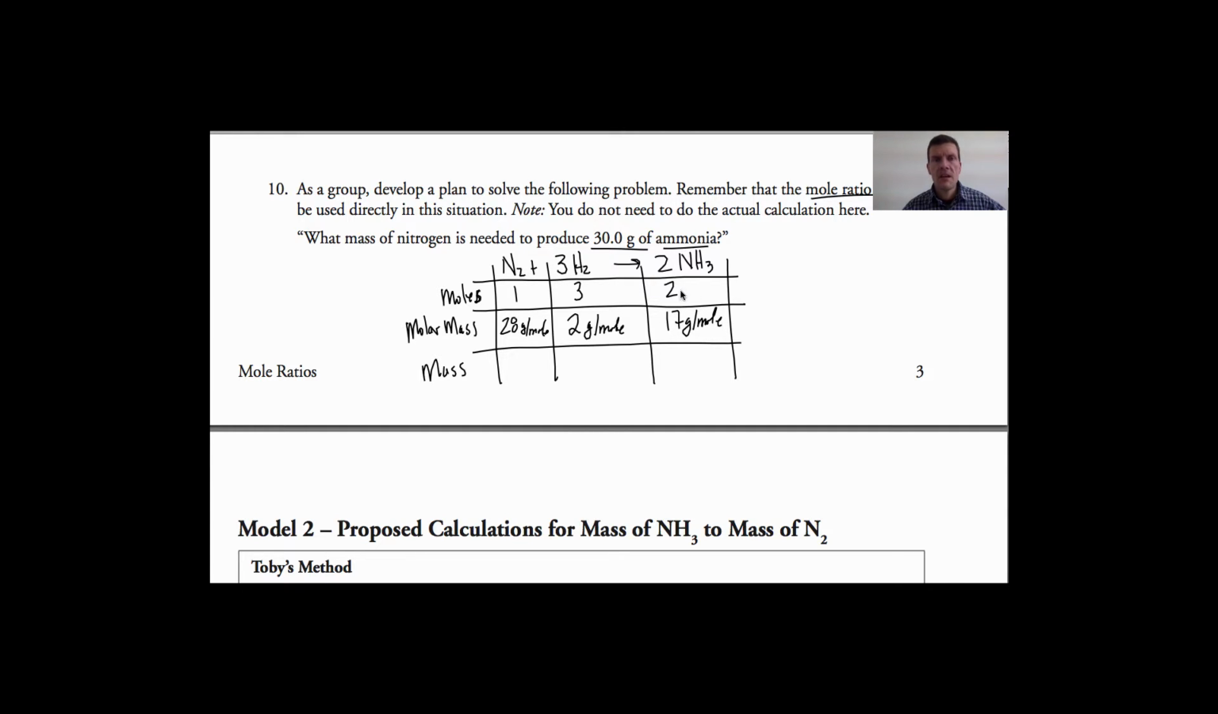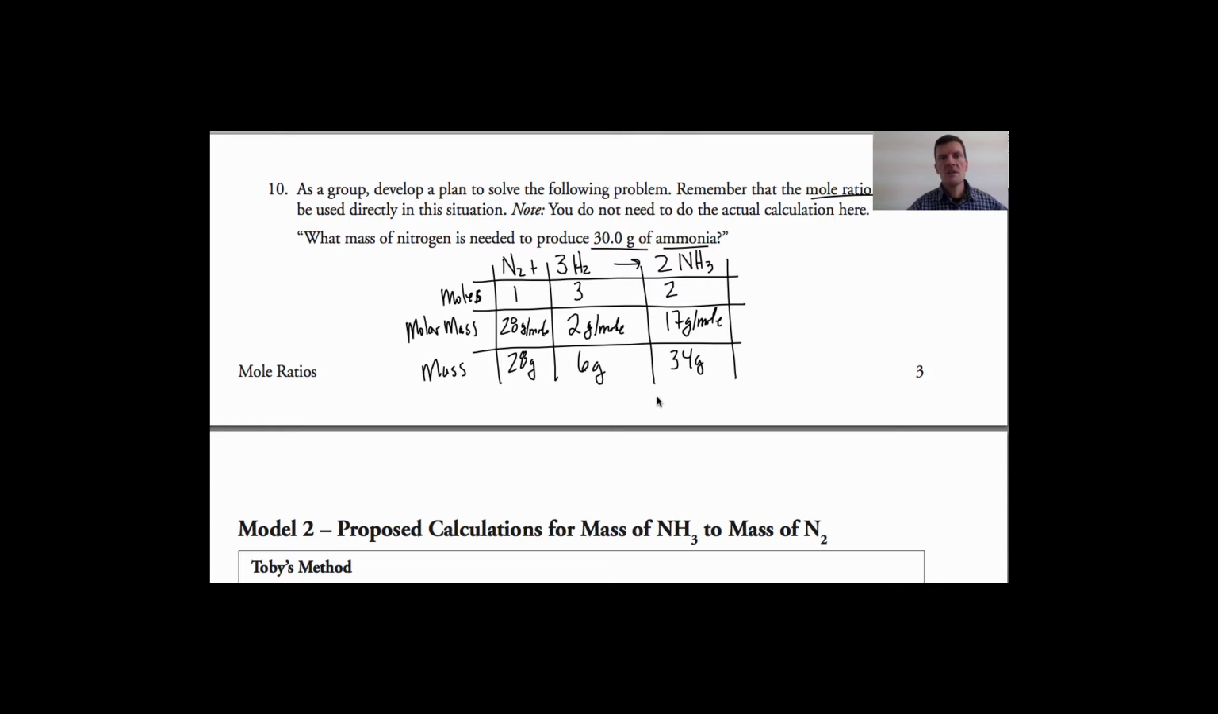Okay? And then I just take 1 times 28, which gives me the mass here that I have, 3 times 2 gives me the mass that I have here, and 2 times 17 gives me the mass that I have here. Okay? So this would give me 28 grams. This would give me 6 grams. This would give me 34 grams.